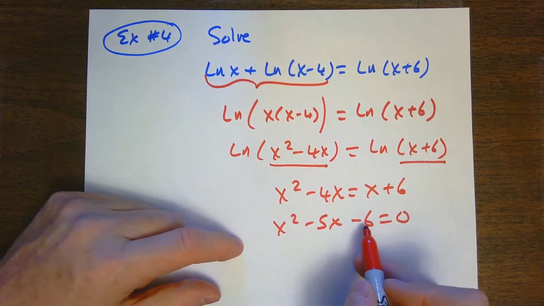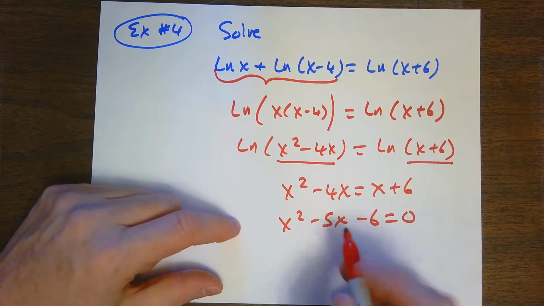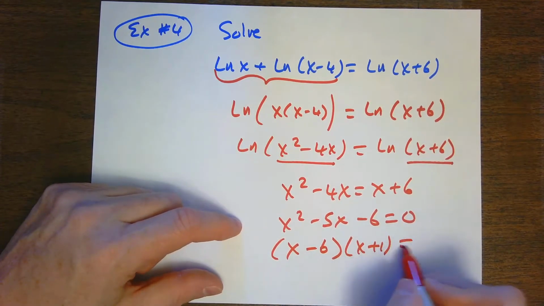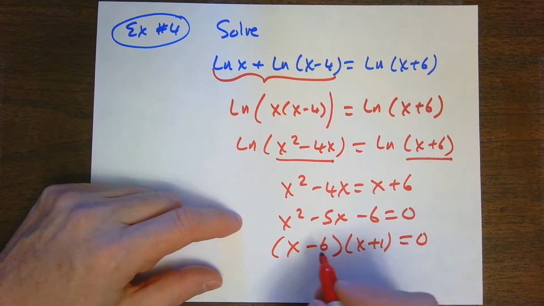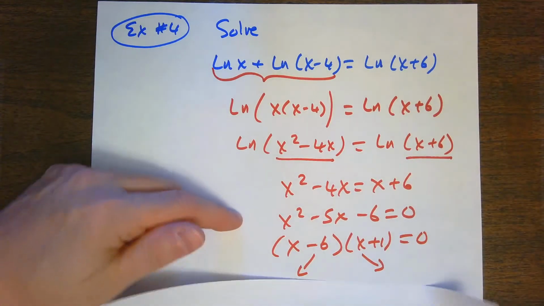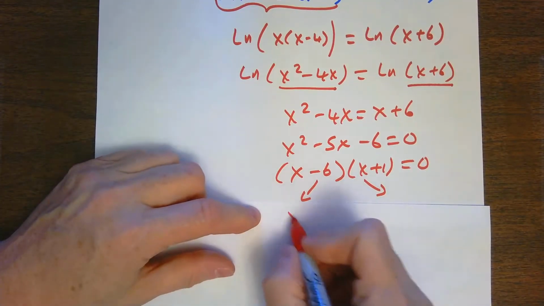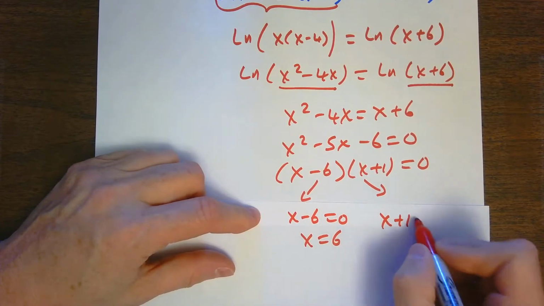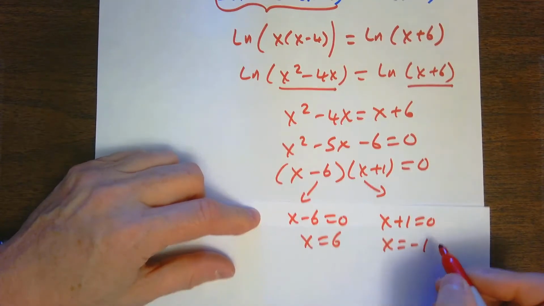But this one, I can think of two things that multiply together to give me negative 6 and add up to give me negative 5. Negative 6 and positive 1. Set each factor equal to 0 and solve. And I get x minus 6 equals 0, so x could equal 6. x plus 1 equals 0. x could equal negative 1.